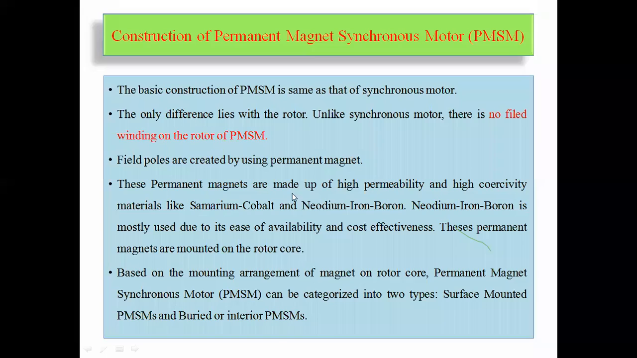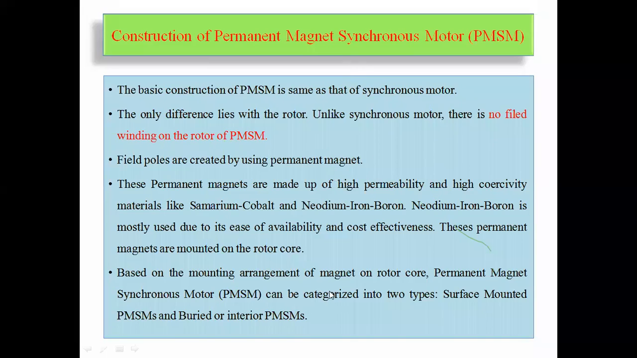These permanent magnets are made up of high permeability and high coercivity materials like samarium cobalt and neodymium iron boron. Neodymium iron boron is the most used due to its easy availability and cost effectiveness. Basically this permanent magnet has high permeability. Permeability is the property of producing the fluxes as well as passing the fluxes, so the permanent magnet has high permeability to achieve high fluxes during its operation.